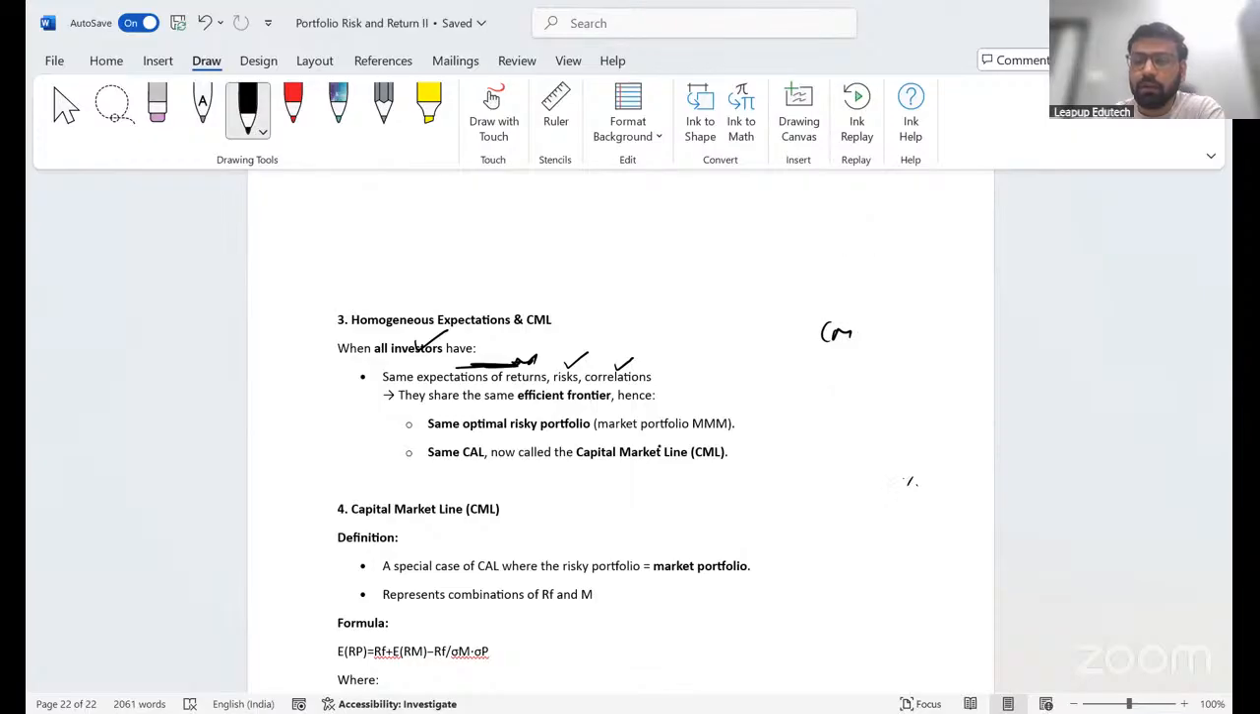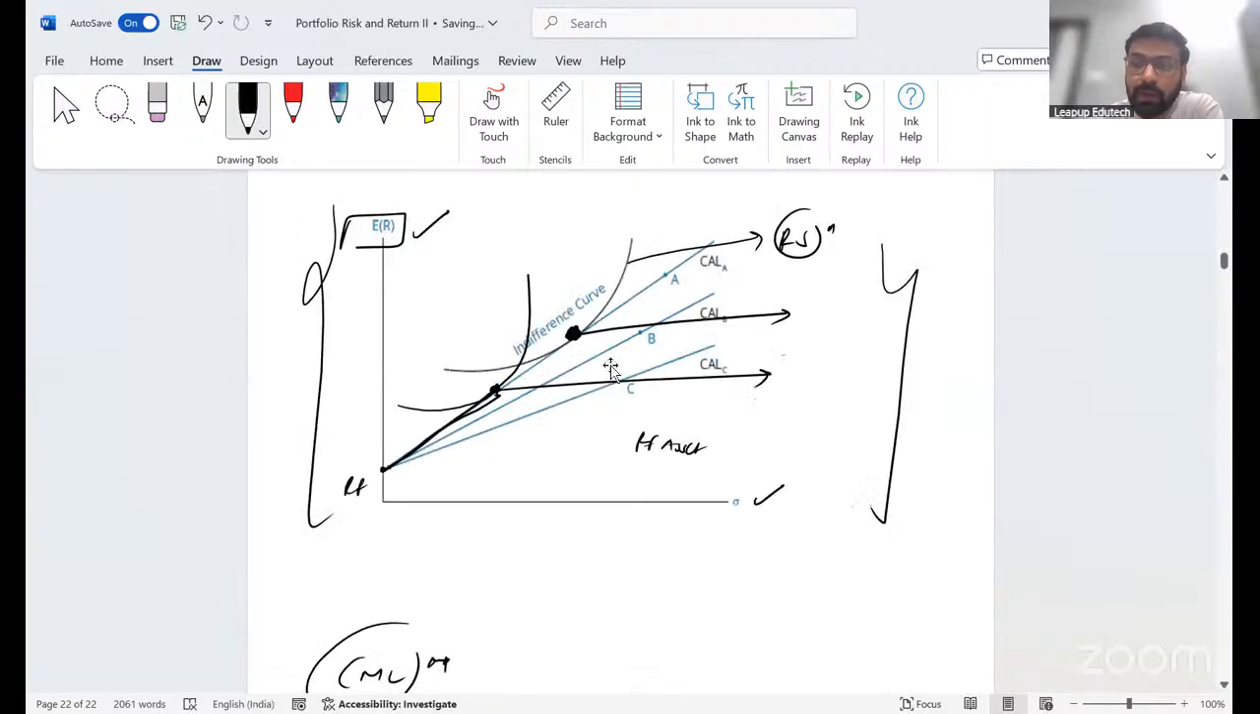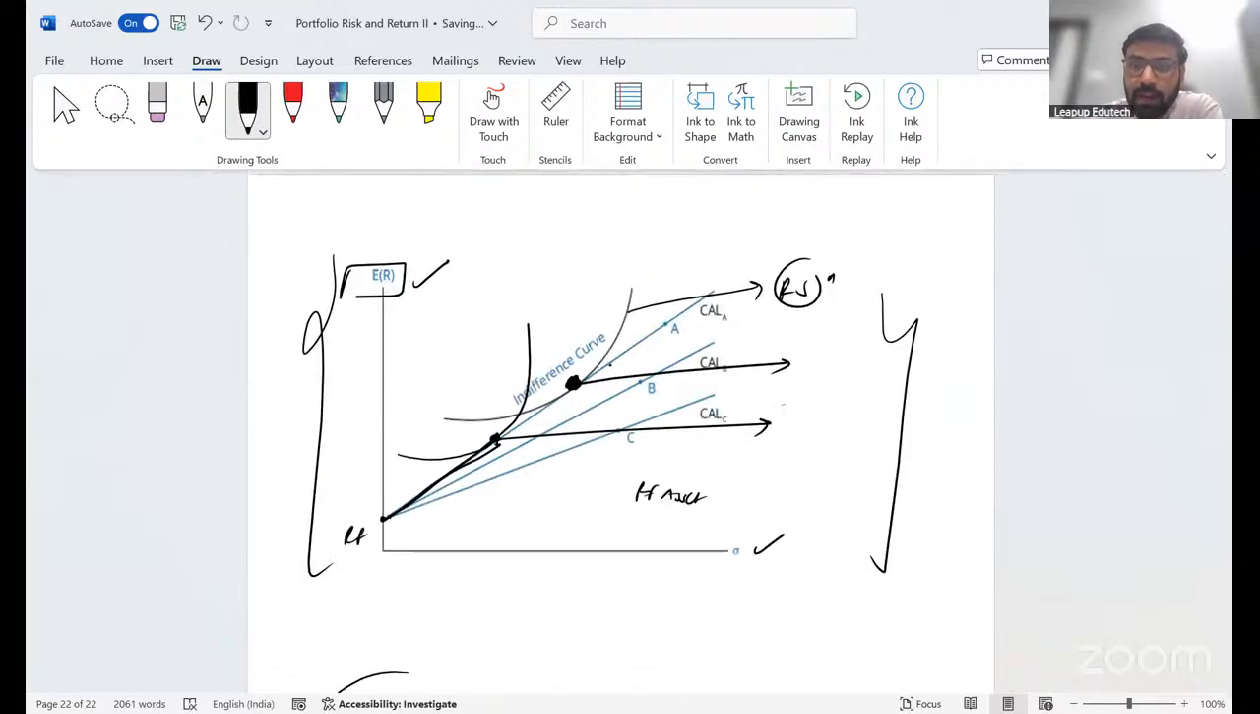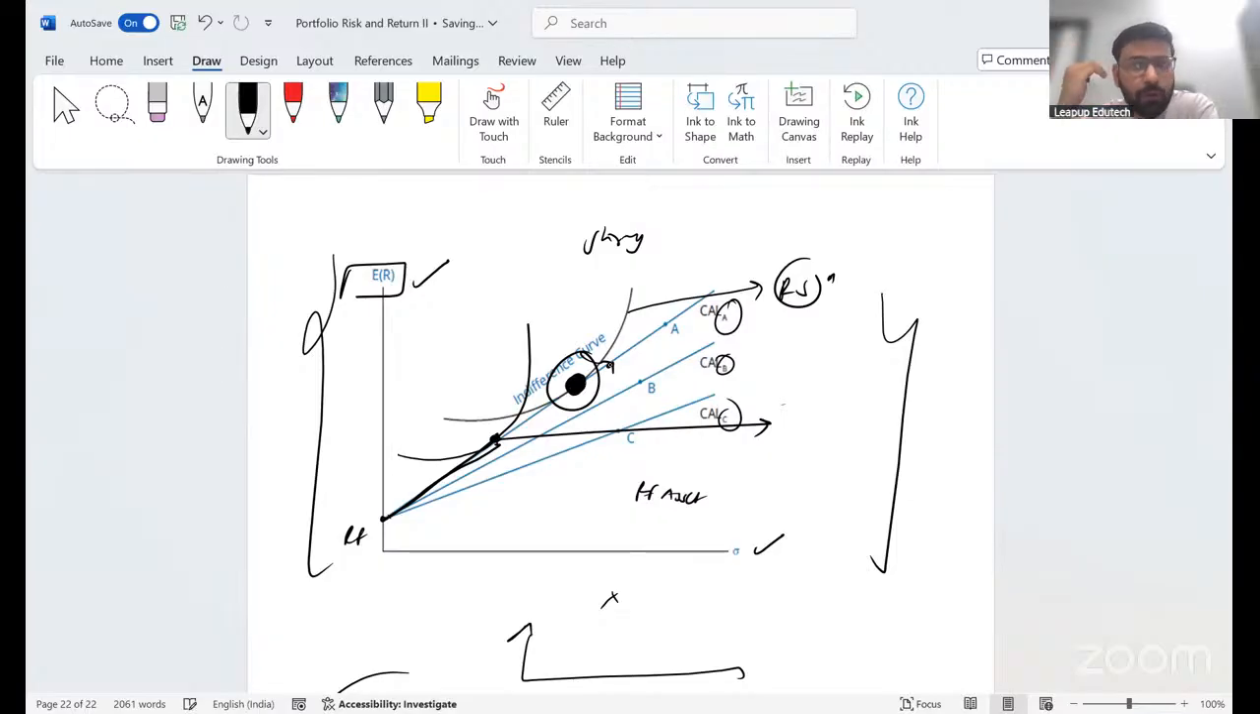Meaning, earlier what was happening? Earlier, because different individuals had different expectations, let's say these are different CALs or different portfolios, this is for me as an individual, Shreyash. Now for investor X, different CALs might be there, hence his optimal portfolio might be different. For investor Z, the optimal portfolio might be different. For investor U, the optimal portfolio might be different. Okay, sir, fair enough, we do get it. But now everyone will have the same optimal portfolio.